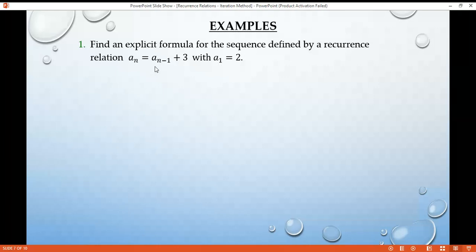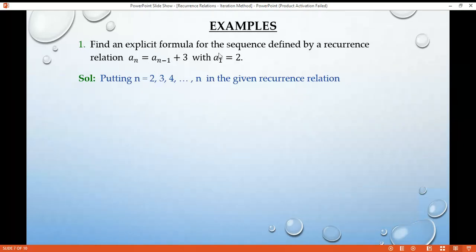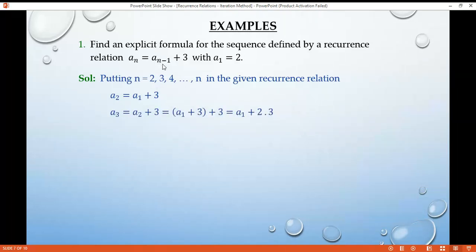First we use the first way to solve this question. Here we put n equal to 2, 3, 4 up to n, because a_1 is already given in the question. When we put n equal to 2, a_2 is equal to a_(2-1), that is a_1 plus 3. Next we put n equal to 3, so a_3 is equal to a_(3-1), that is a_2 plus 3.